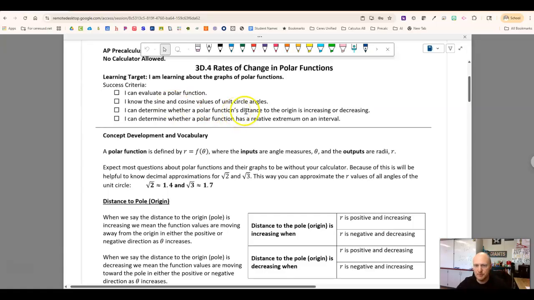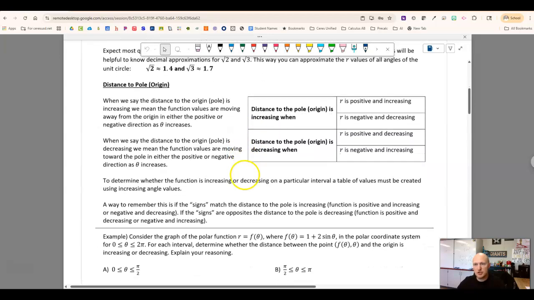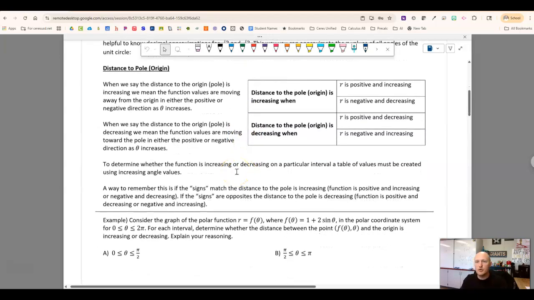average rate of change. So, remember, a polar function is defined as radius is equal to f of theta, where the inputs are angle measures that we plug in. Most of the time, we generally are selective and we pick specific values of theta to plug in. We're going to pick quadrantals as well as angles that return nice outputs. Kind of like, if it's a sine function, we're going to choose pi/6 because it gives us an output of 1/2. And if it's cosine, I'm going to choose pi/3 because cosine of pi/3 is 1/2.